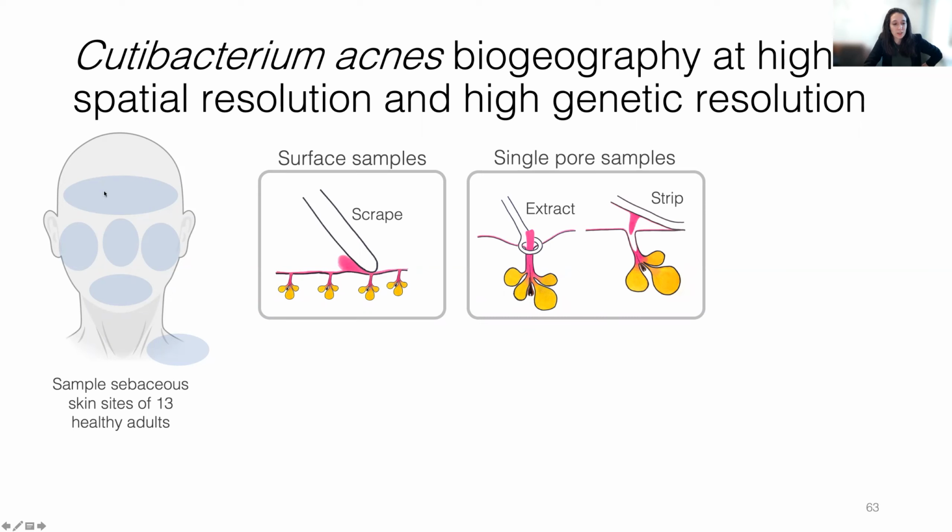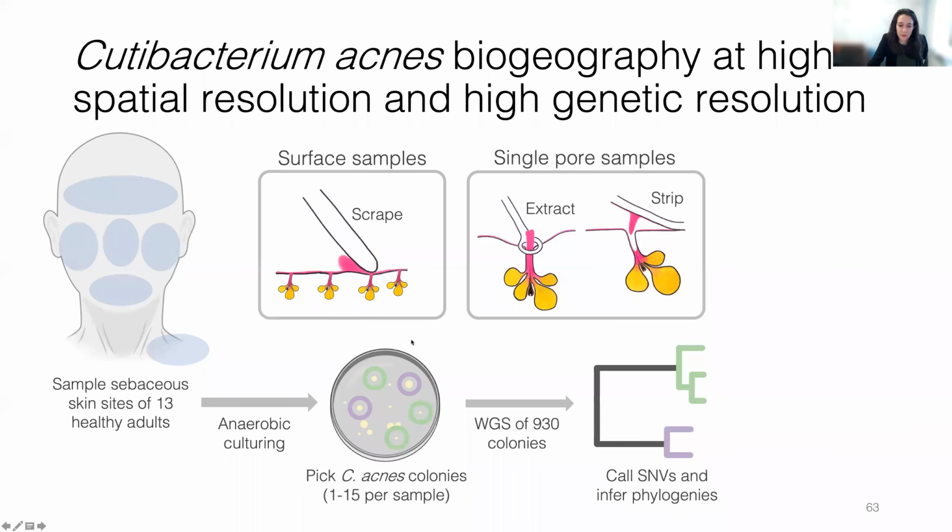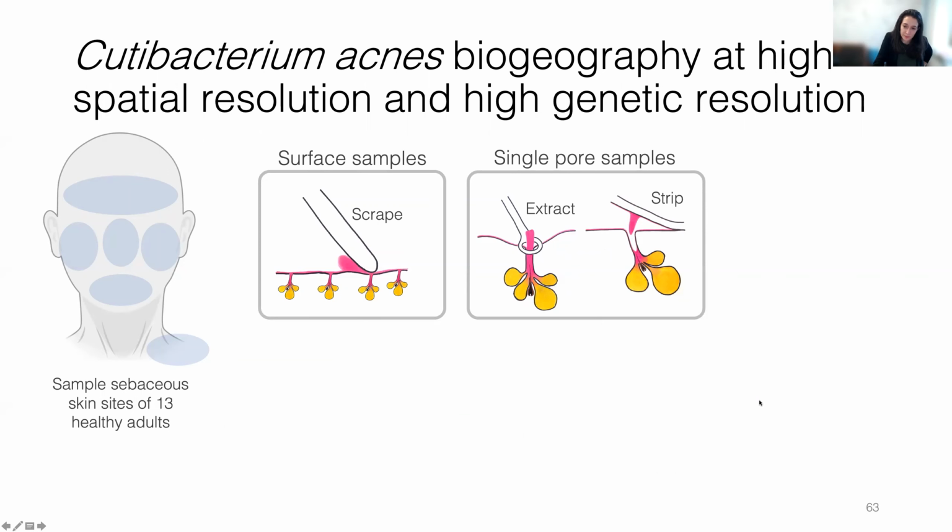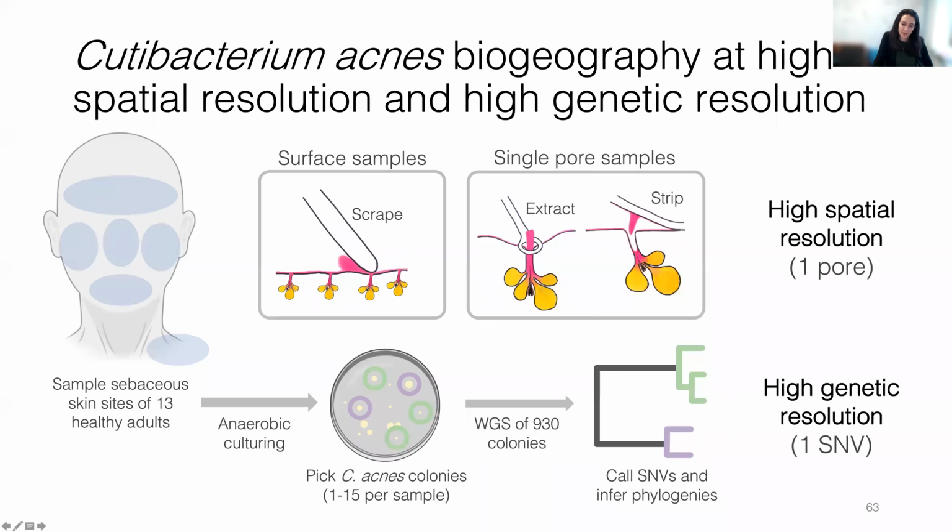So what did we do? We sampled Cutibacterium acnes from healthy subjects, taking samples from the surface and from individual pores. From each of these samples, we then cultured for Cutibacterium acnes, sequenced whole genomes, and performed phylogenetic inference. So we get high spatial resolution and high genetic resolution.